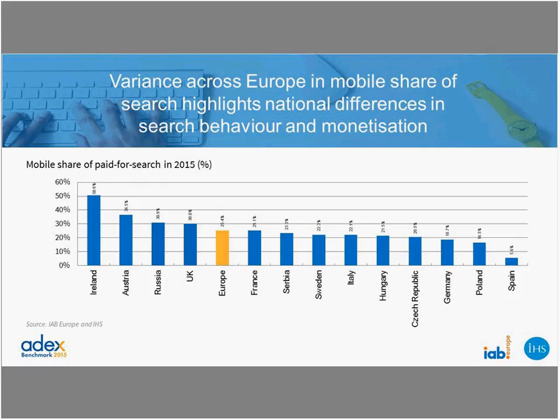As for how search looks in the domain, we can see strong variance across the European countries. That's mainly driven by behavior. Some markets, like Ireland, for instance, or Austria, have understood that if you buy search on mobile, it works very differently from the desktop.